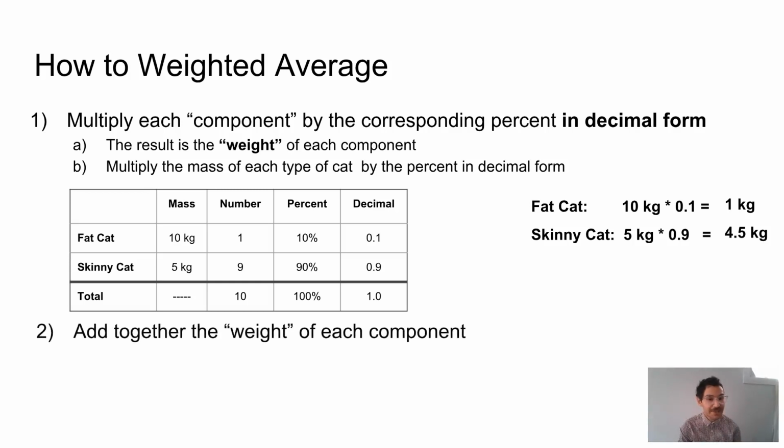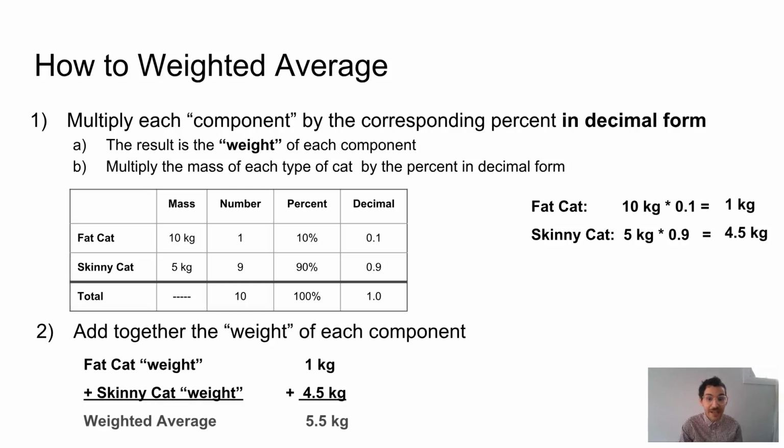And so I'm just going to add together the weight of each component to get that weighted average. So I'll do the 1 kilogram plus the 4.5 kilograms. And this tells me the average weight of my cats is actually 5.5 kilograms. It is not 7.5 kilograms because these little skinny cats make up a lot of the group.